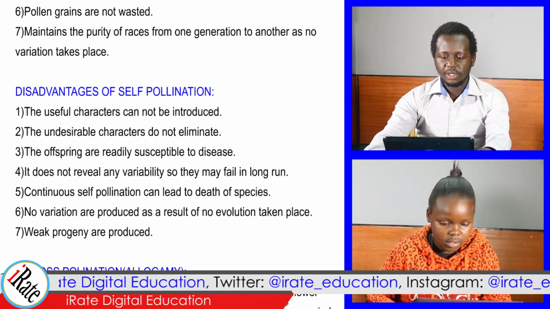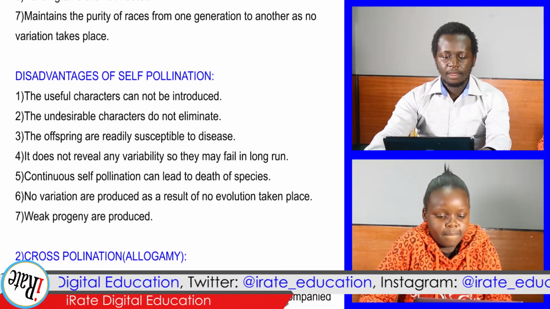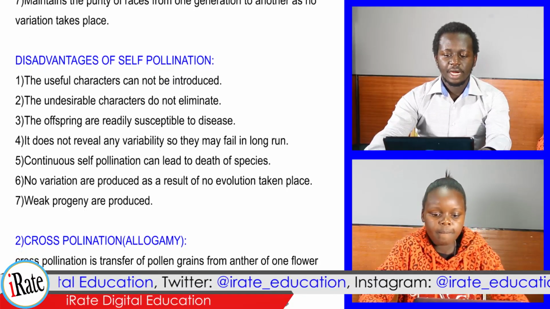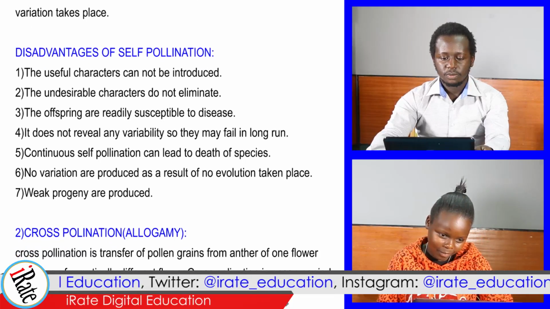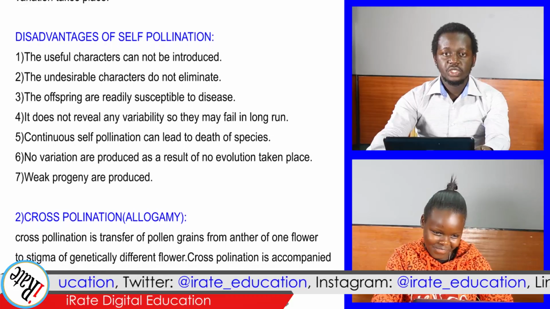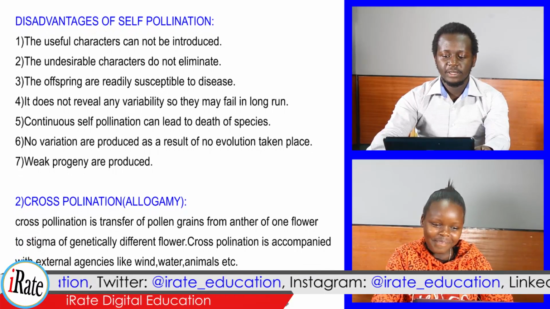External agencies that bring cross-pollination. 1. Anemophily. Pollination which takes place by the help of wind is called anemophily. 2. Hydrophily. The pollination which takes place by means of water is known as hydrophily.